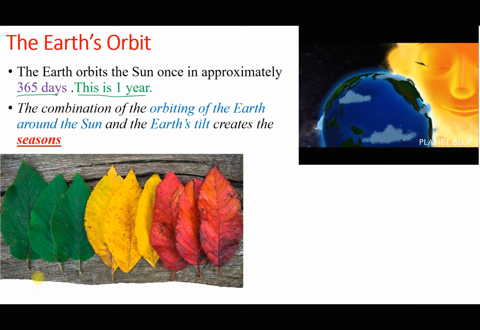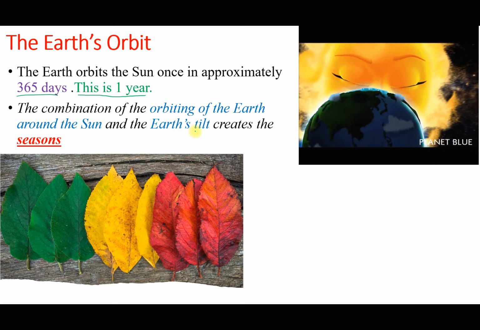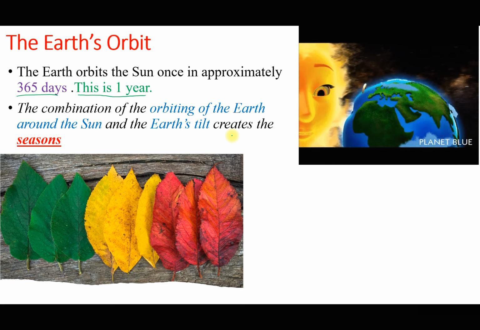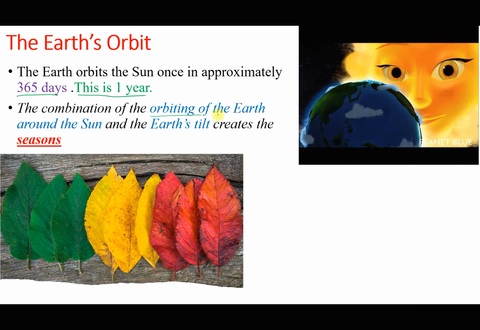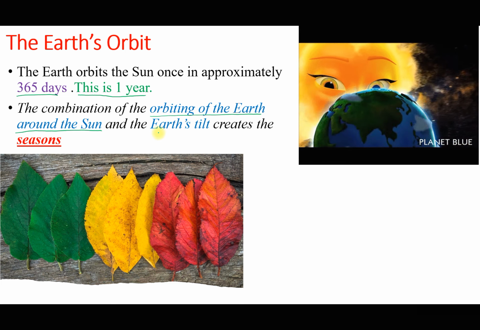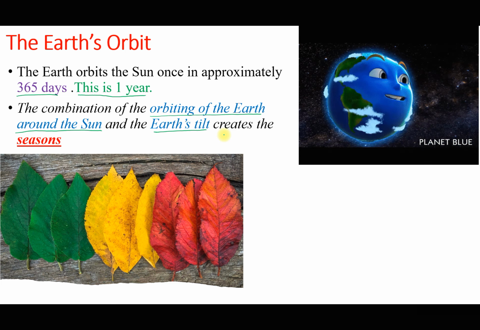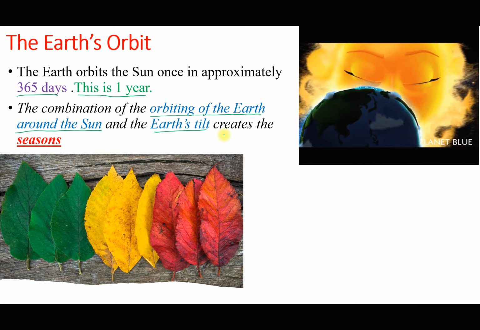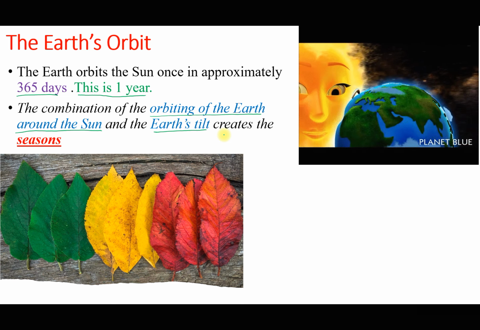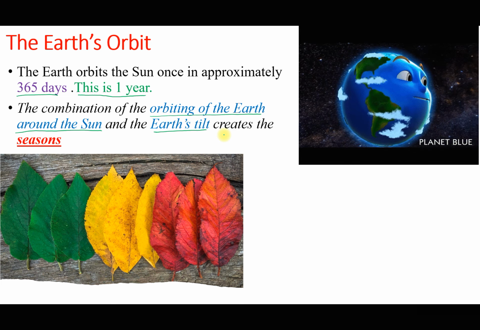So the combination of the orbiting of the Earth around the Sun and the Earth's tilt creates what we call the seasons. So the seasons are a result of the Earth's orbit, or Earth's rotation, around the Sun and its tilt about its axis. Remember, the Earth rotates about its axis once every 24 hours, and its axis is tilted from the vertical at an angle of about 23.5 degrees.